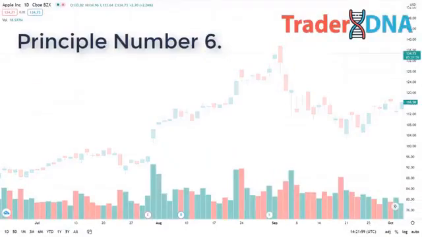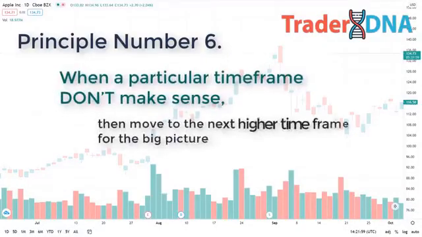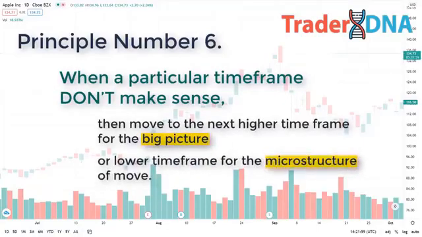Principle number 6. When a particular time frame doesn't make sense, then move to the next higher time frame for the big picture or lower time frame for the microstructure of the move.